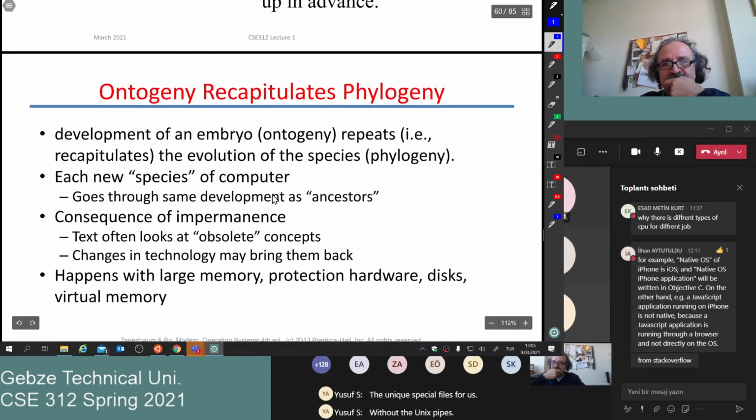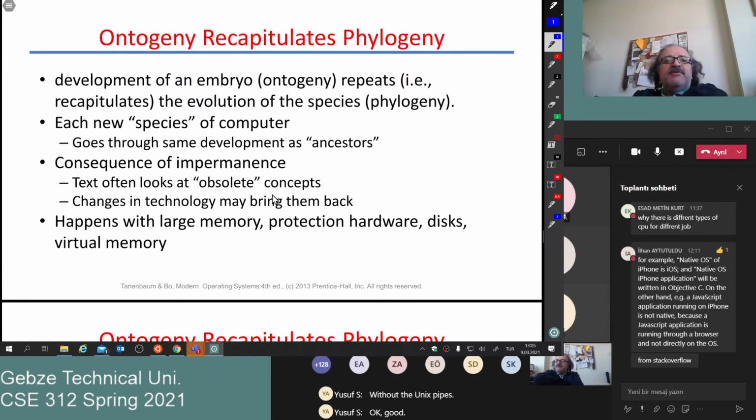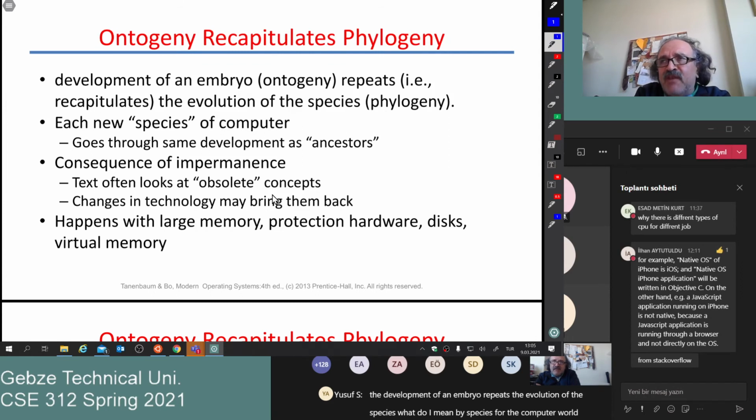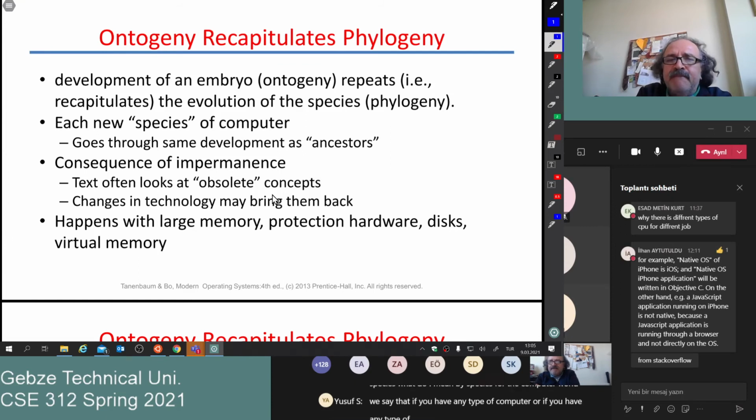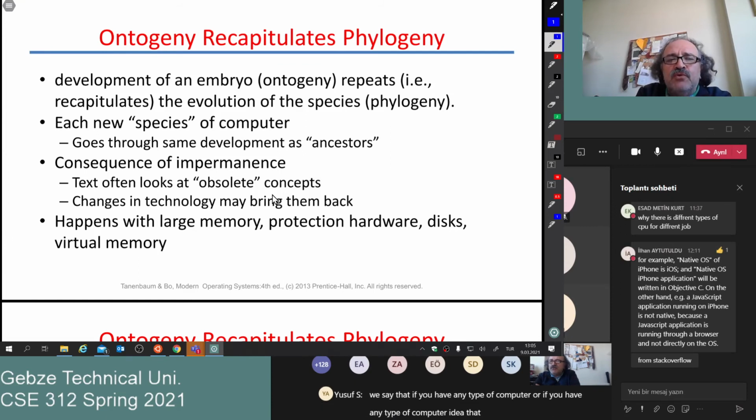Good. This concept, ontogeny recapitulates phylogeny, is a term that is borrowed from biology. It says that the development of an embryo repeats the evolution of the species. What do I mean by species? For the computer world, it says that if you have a new type of computer, or a new type of computer idea, that computer will go through the same development as its ancestors.